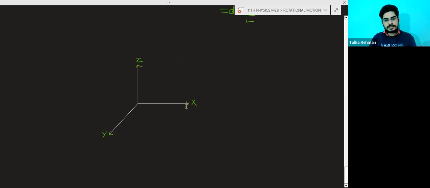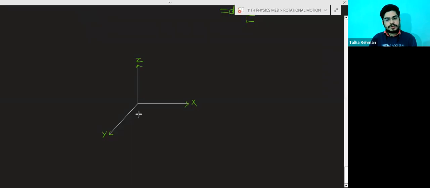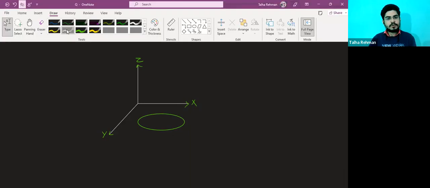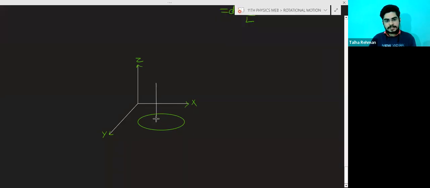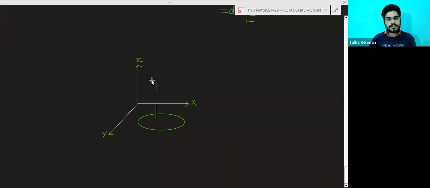So don't say that this should always be the y-axis. We can choose any axis according to the requirement. Now you can see this ring is in the xy plane, and they are saying find the moment of inertia of the ring from an axis which is passing through the center of mass of the ring, and perpendicular to the ring also.